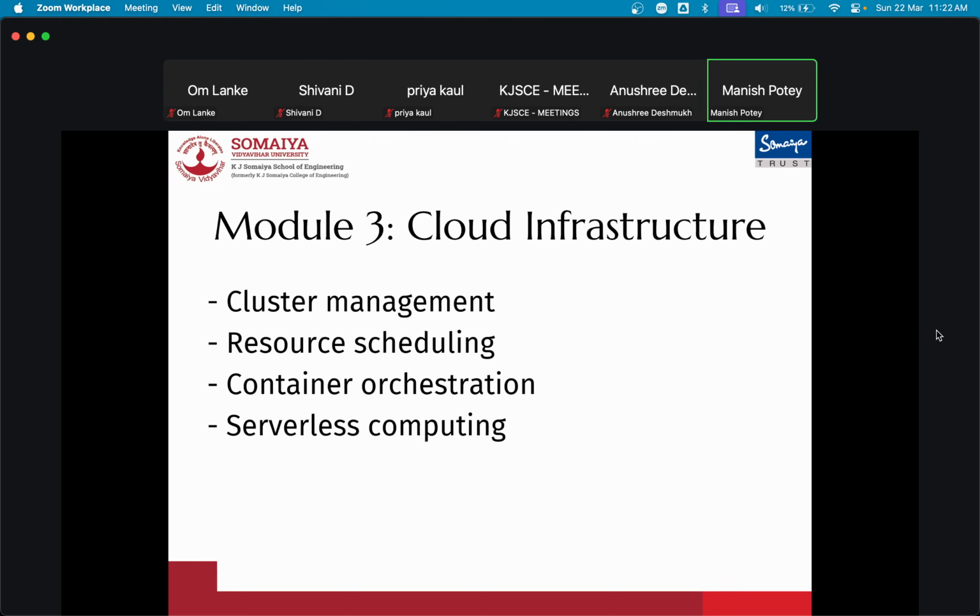Then module number 3 talks about cloud infrastructure. Here we will talk about large scale cluster management, basically resource sharing and scheduling. Then we will consider resource scheduling, container orchestration and microservices management, and serverless computing and cloud functions that we will cover as far as module number 3 is concerned.